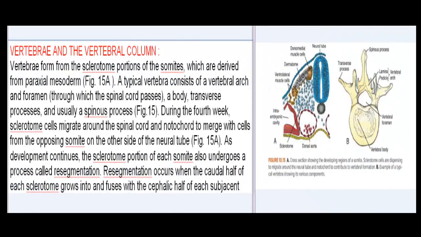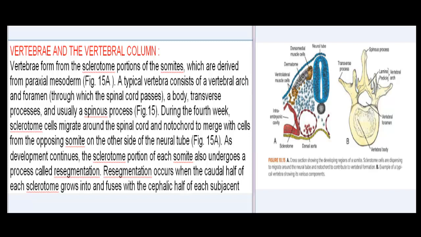Vertebrae and the vertebral column. Vertebrae form from the sclerotome portions of the somites, which are derived from paraxial mesoderm (Fig. 15a). A typical vertebra consists of a vertebral arch and foramen, through which the spinal cord passes, a body, transverse processes, and usually a spinous process (Fig. 15). During the fourth week, sclerotome cells migrate around the spinal cord and notochord to merge with cells from the opposing somite on the other side of the neural tube (Fig. 15a).